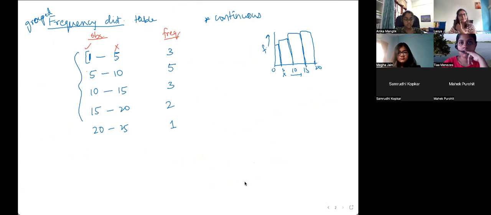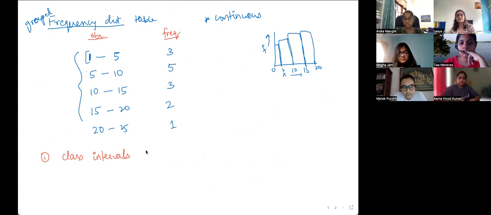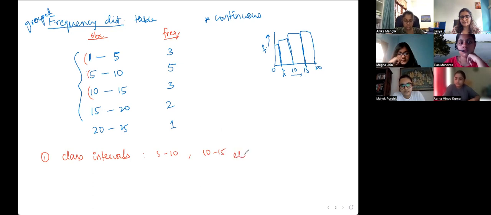All right. So within a table, there are some words that you need to know. One is class intervals. What are class intervals in this table? 1 to 5, 5 to 10, 10 to 15, 15 to 20, 20 to 25. Each of these is called a class or a class interval. These are all class intervals.